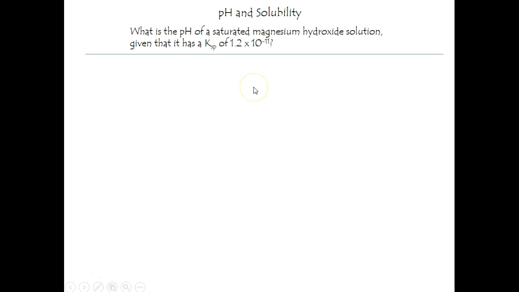And it's also, you can imagine, very easy to make a half-saturated solution. Just filter off the undissolved material and add an equal amount of solvent, and you have half-saturated. So that's a digression. Let's answer this question.